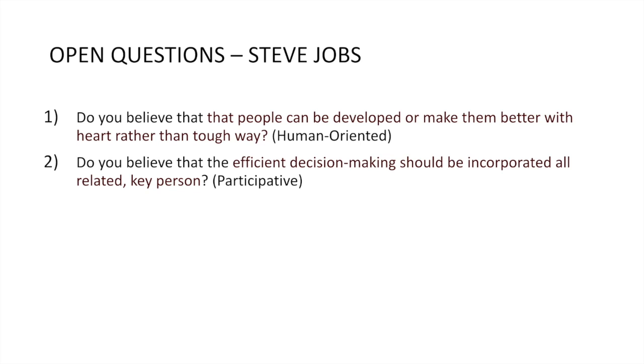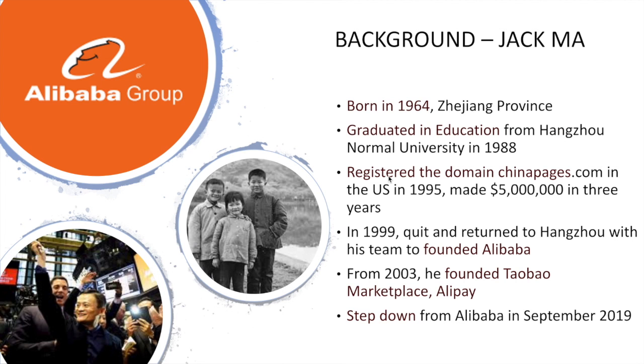Then my teammates Irene and Zach will give a presentation on the second leader, Jack Ma. Jack Ma was born in 1964 in Zhejiang Province and graduated in education from Hangzhou Normal University in 1988. In 1995, Jack Ma and his friends registered the domain ChinaPages.com in the US. They made $5 million in 3 years.